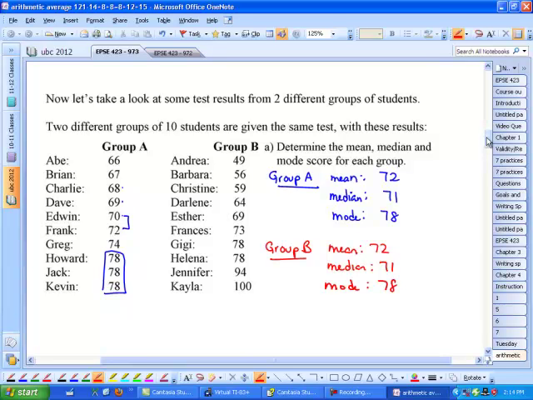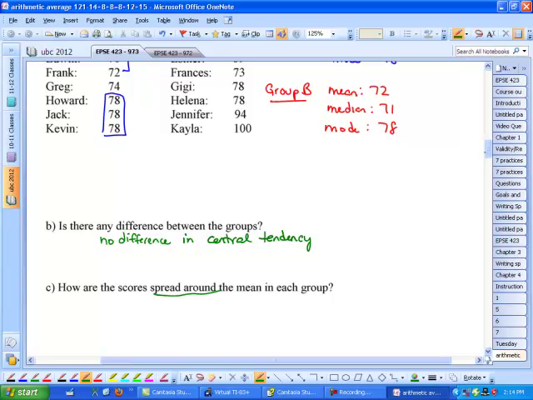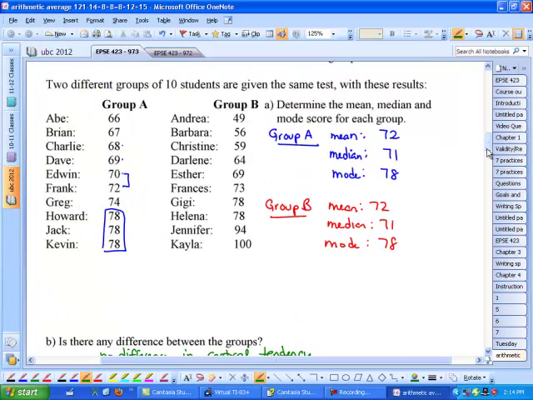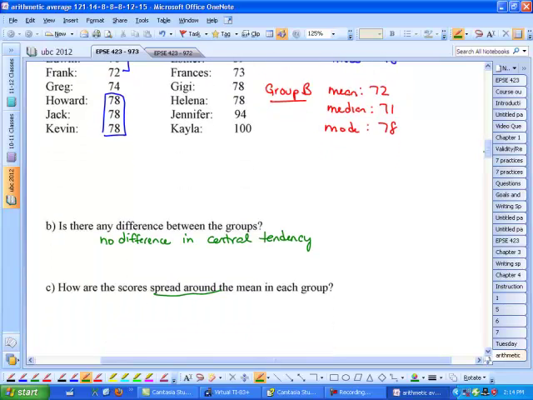So in terms of the central tendency, is there any difference between the groups? I'll say no. No difference in the central tendency. The mean, the median, and the mode are all the same. Yet if I asked you to look at how the scores are spread around the mean in each group, what would you say there? Are they the same? Well, it doesn't look like they are. So how do we tackle that?